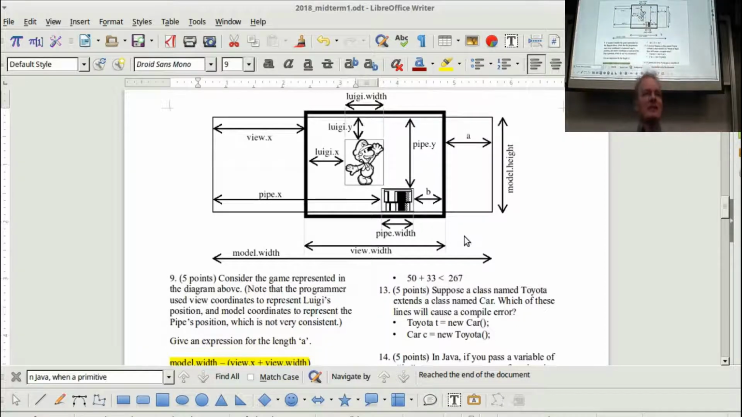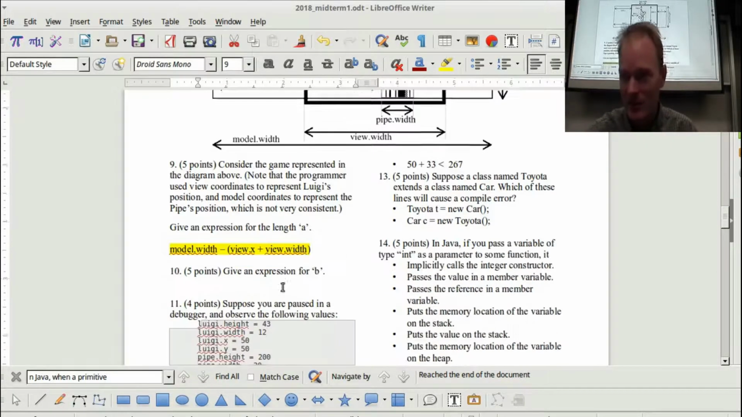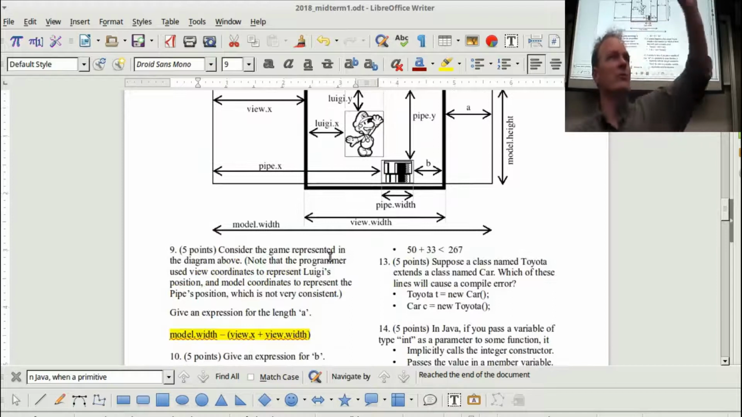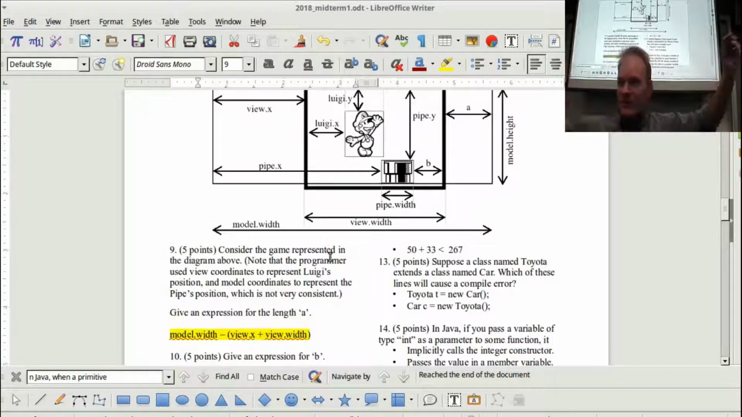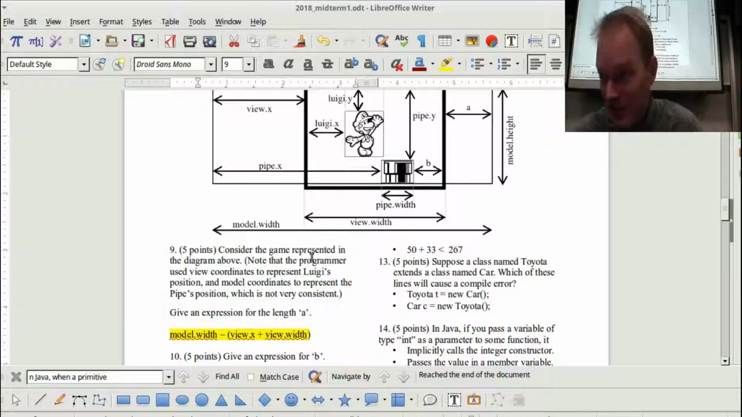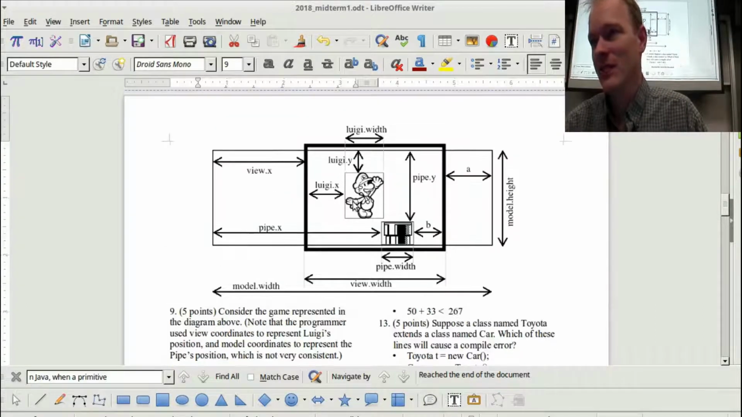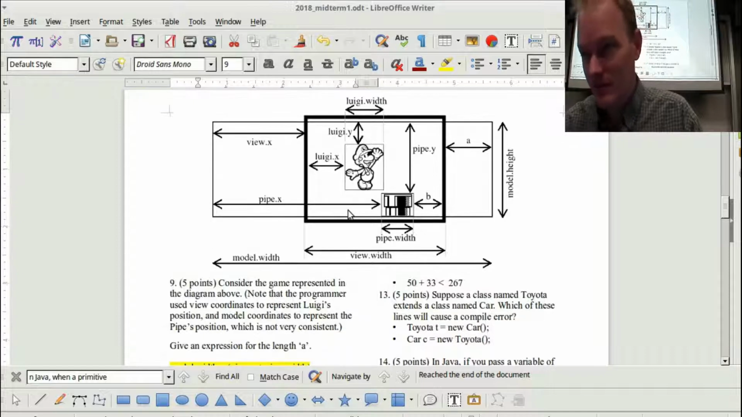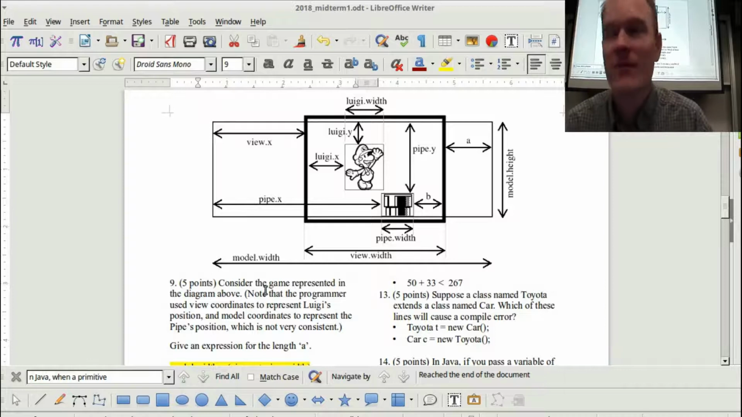I had my daughter take this test, and she got out a piece of graph paper, and she drew it to scale according to these numbers. And basically, Luigi's way over here, and the pipe is way, way over there. And then she just showed it to me, and she said, "Look, they're not even close to colliding. How can you ask this question?" And well, yeah, sorry. If you thought this was drawn to scale, then I deceived you.